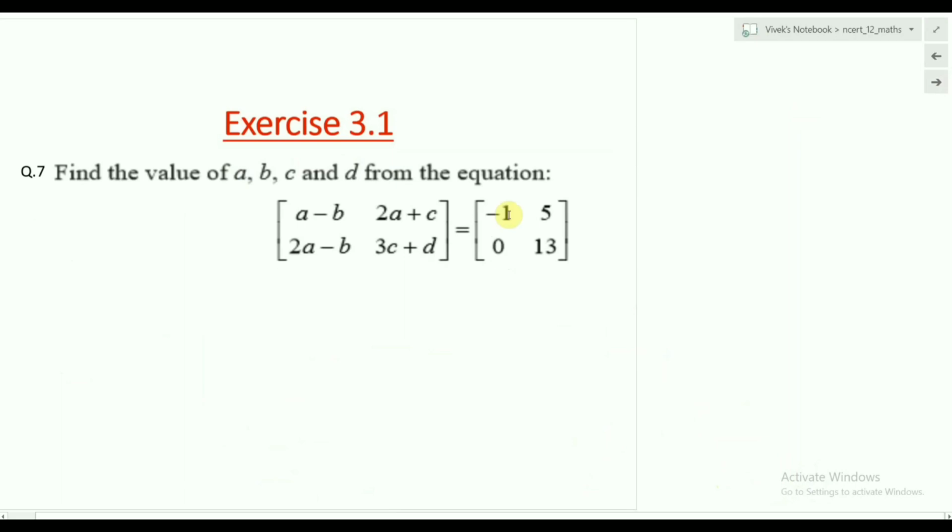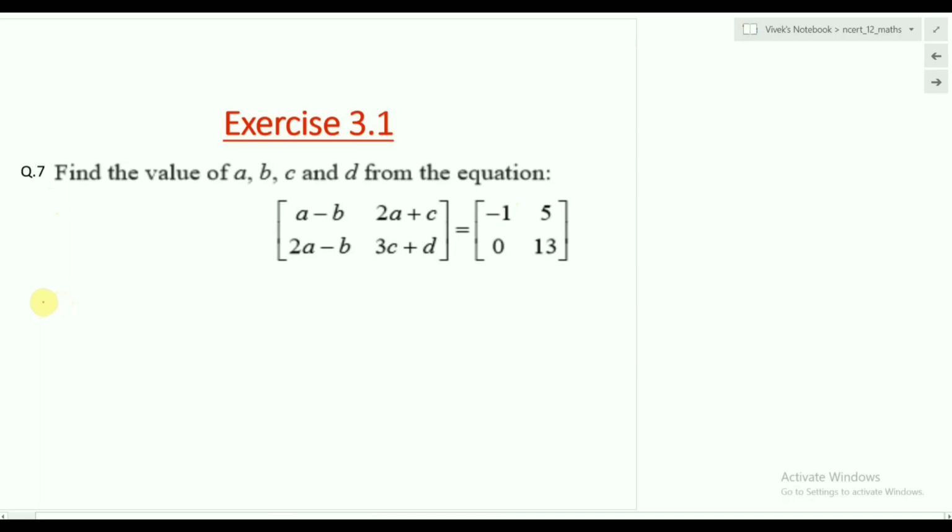Seventh one. Find the value of A, B, C, D from this given relation. They are saying these two matrices are equal to each other. Order is same. It means corresponding elements also should be equal. So what you will get here?